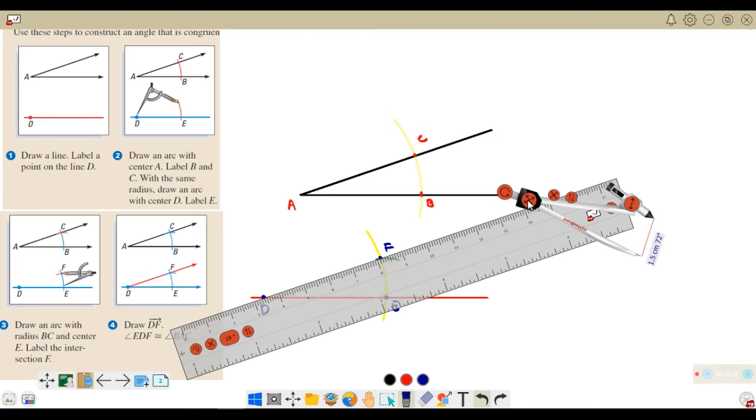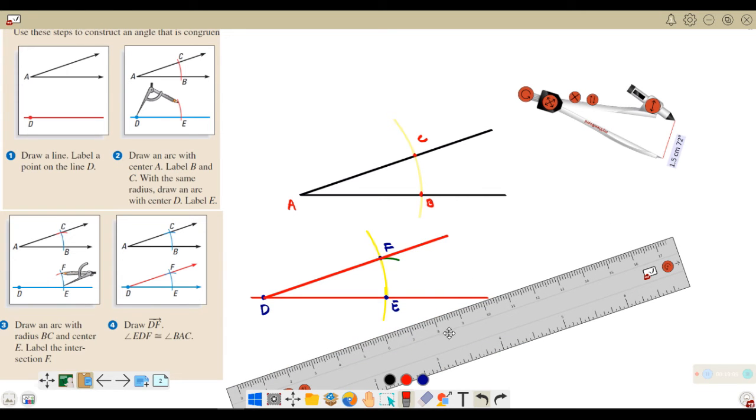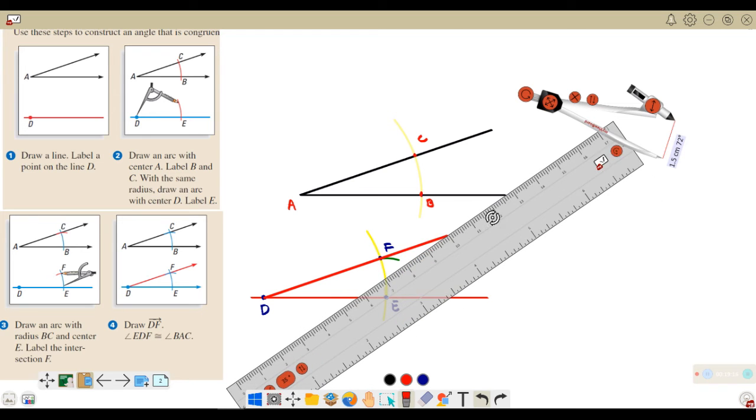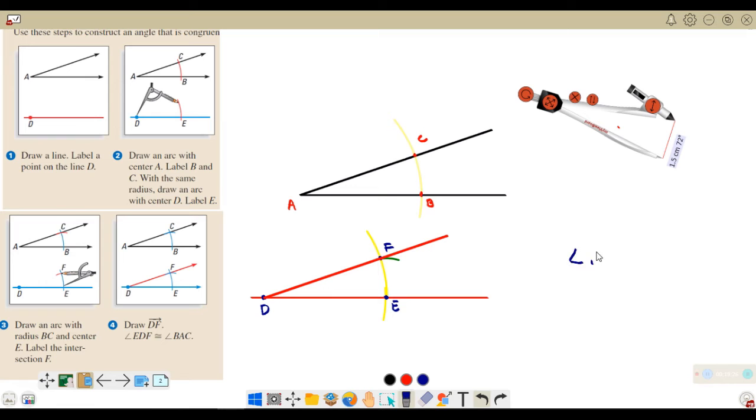Yan. Drawing tayo ng line here. This is now our angle D, which is congruent to A. So that is how you construct an angle congruent to another angle using your compass and straight edge or ruler. Angle A is congruent to angle D. Okay? That will be it.